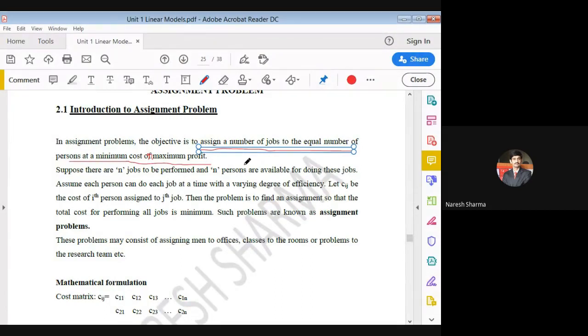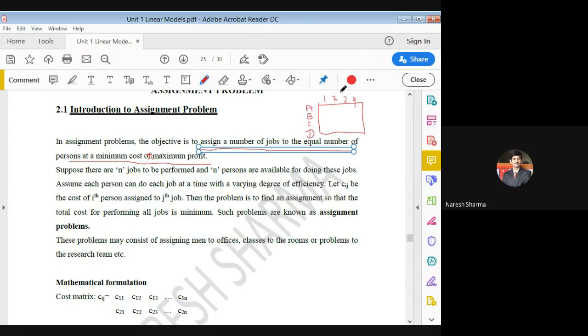For example, we have four jobs, right? Maybe we have one, two, three, four jobs and four people. In the assignment problem, we have to assign each job to one person, and all are able to do all jobs.